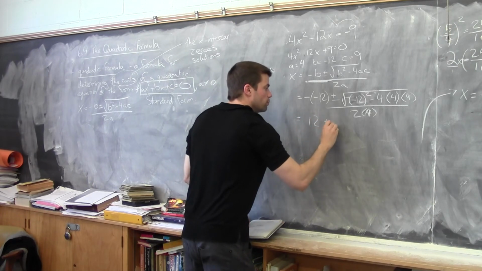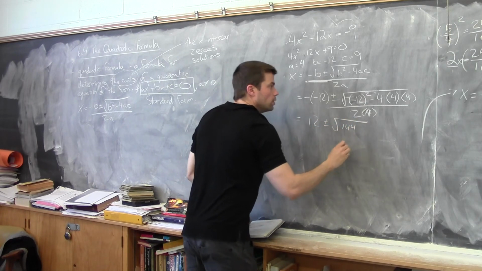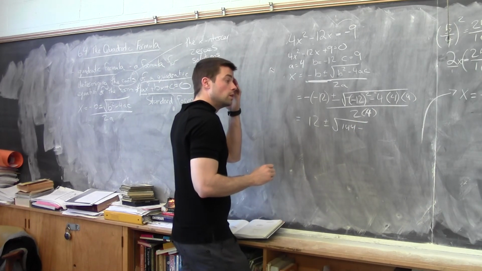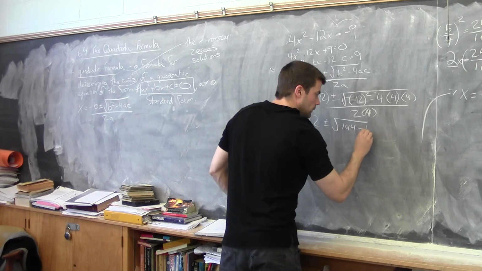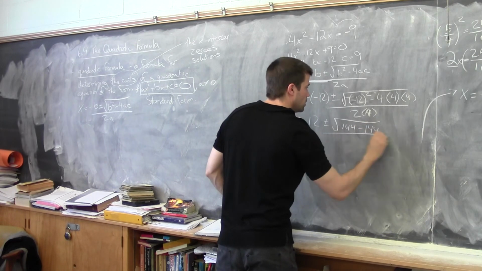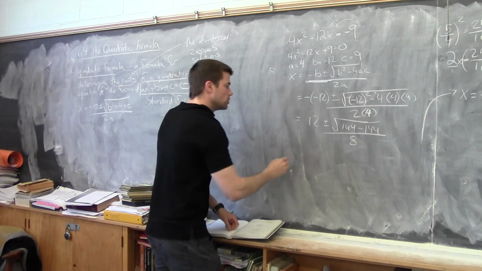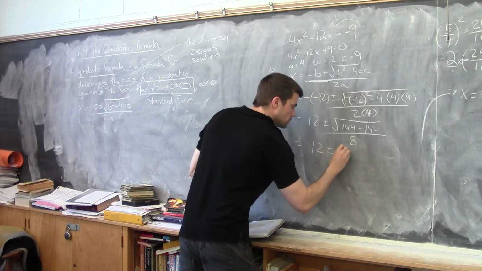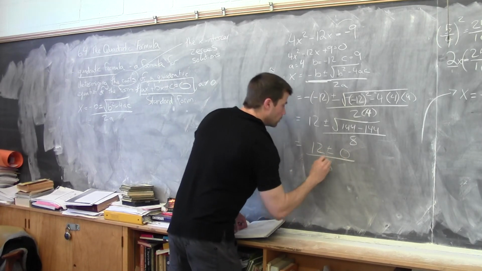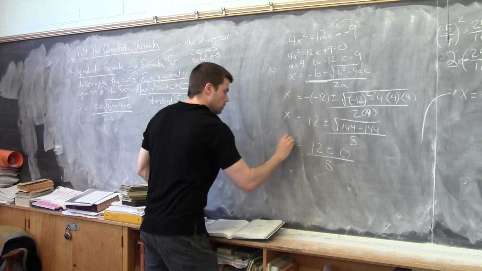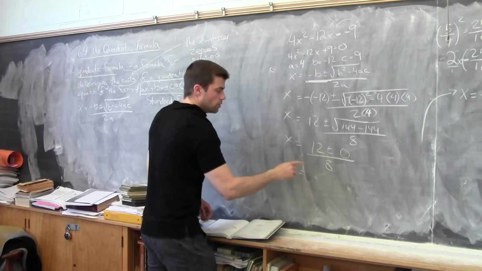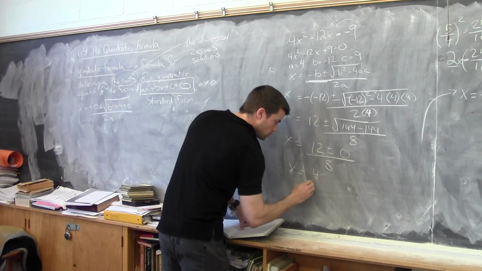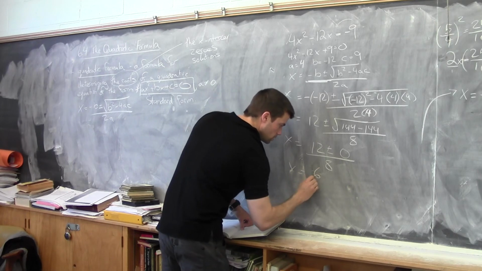So we get positive 12 plus or minus the square root of 144 minus 16 times 9. 144 again, all over 8. So this is interesting. We end up getting 12 plus or minus 0, all over 8. So finally, our final answer would be 3 over 2.